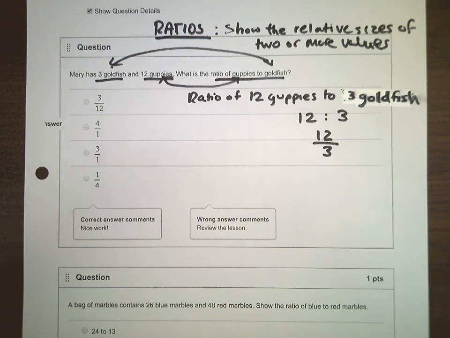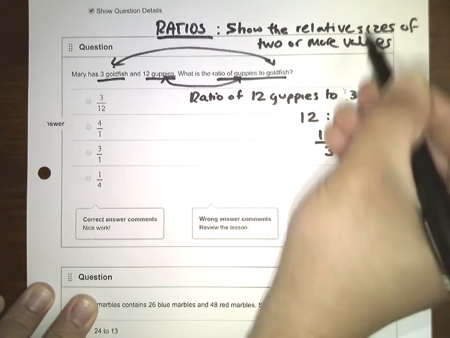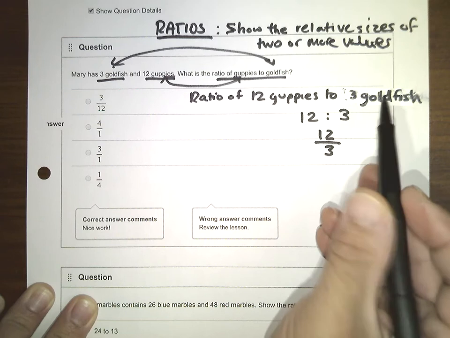Hi everyone, this is Professor Oaks, and in this video we are going to talk about ratios. So, ratios just show the relative sizes of two or more values.